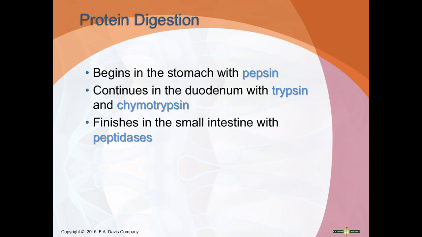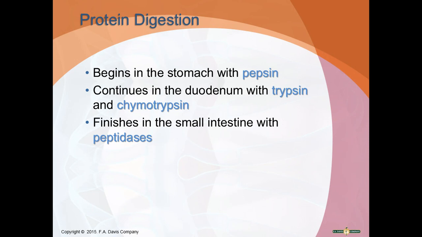Before the body can absorb amino acids, which are the building blocks of proteins, it has to break the peptide bonds, which it does with enzymes called proteases. Absent from saliva, the proteases work in the stomach and small intestine. In the stomach, the enzyme pepsin hydrolyzes the peptide bonds between certain amino acids.